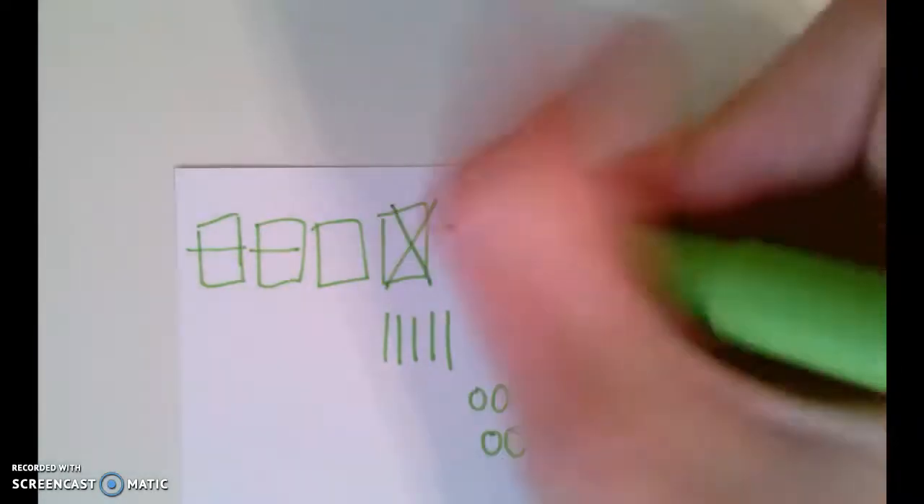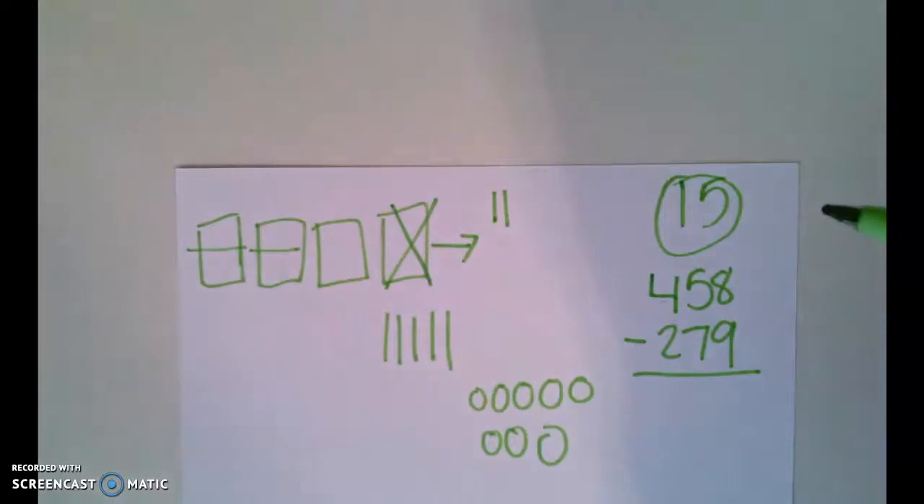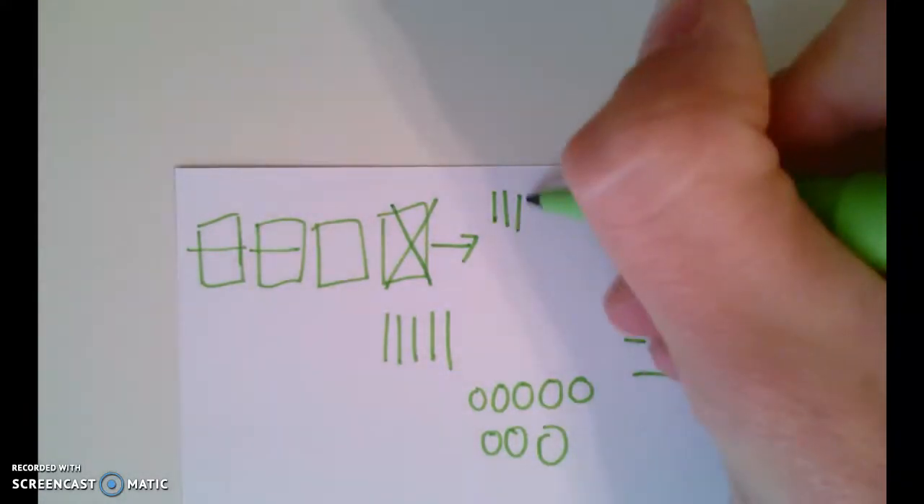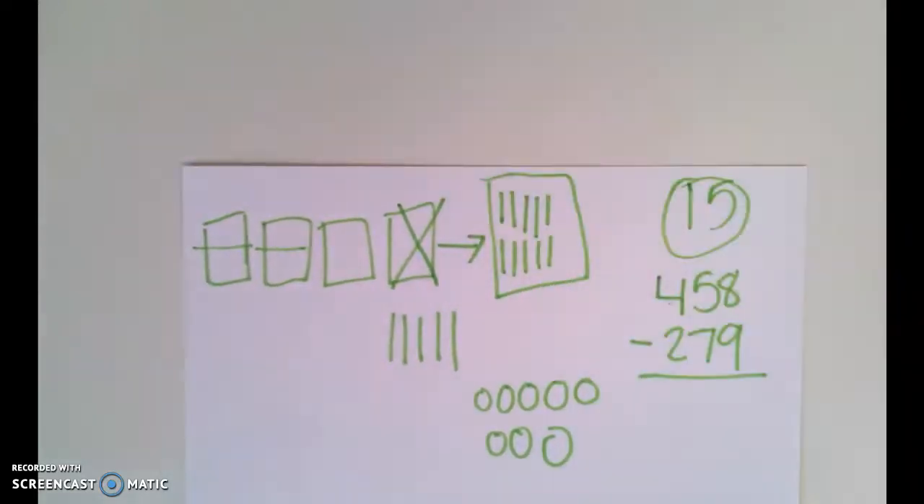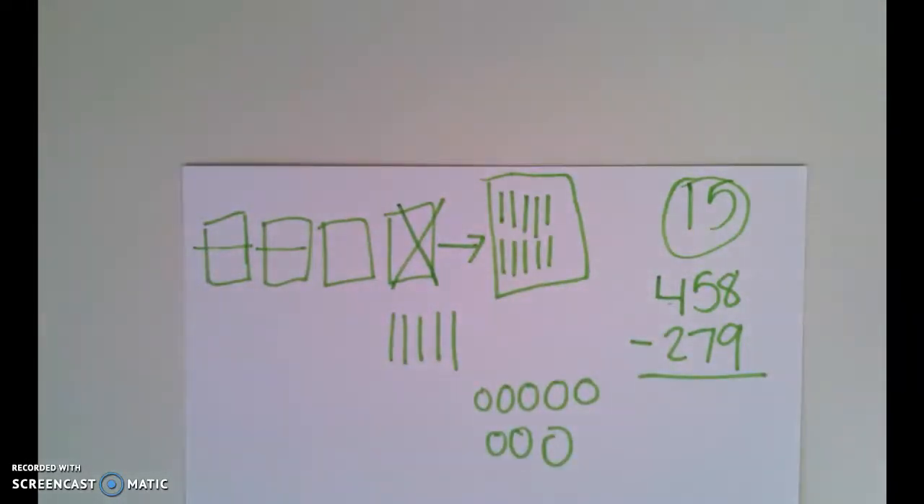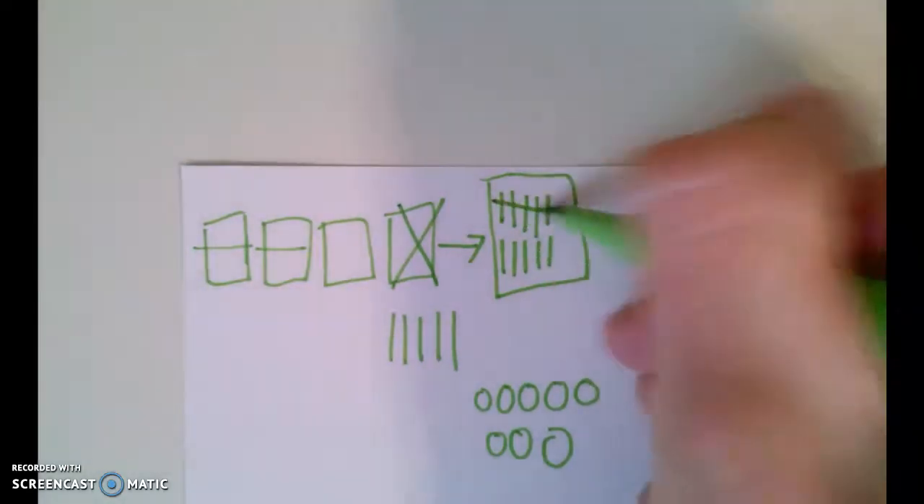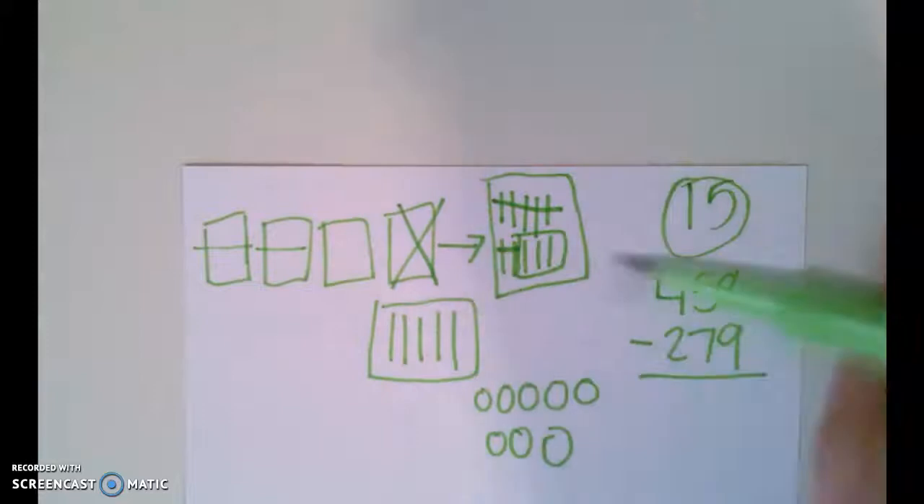So I can ungroup my 100. How many tens are in 100? 10 tens: 1, 2, 3, 4, 5, 6, 7, 8, 9, 10. Here's what's hiding underneath my 100. I took this 100 away, and I just ungrouped it and got 10 tens for it. So I traded it. I still have the value of 100 though. Now can I take 7 tens away? Yes, I can. So 5, 6, 7, I'm left with 3 tens and 5 tens.